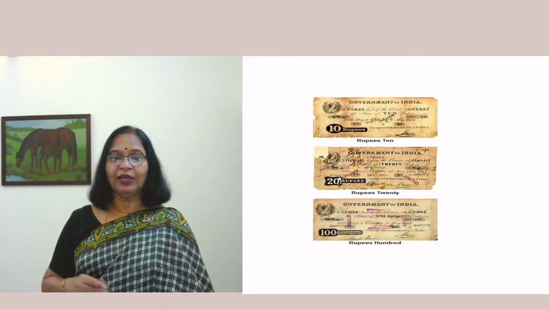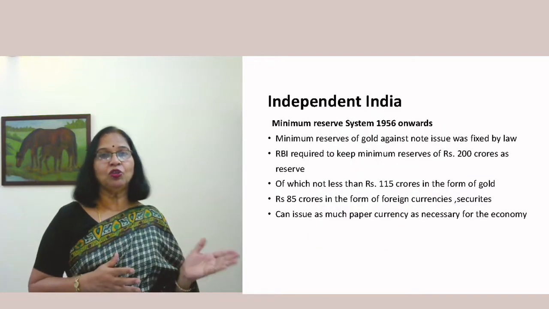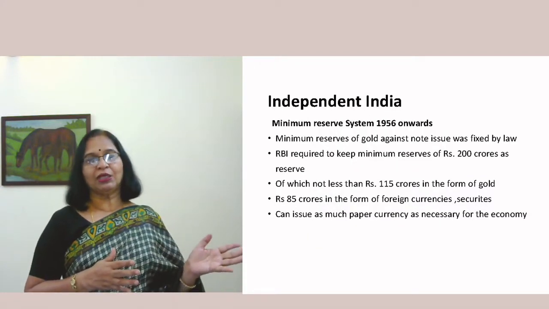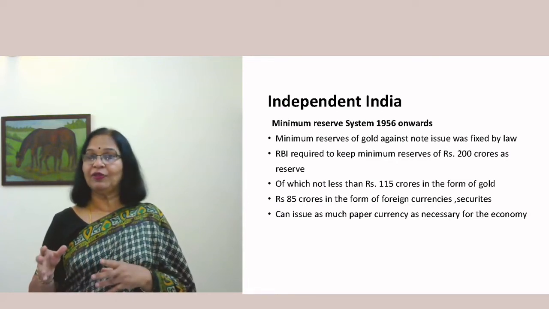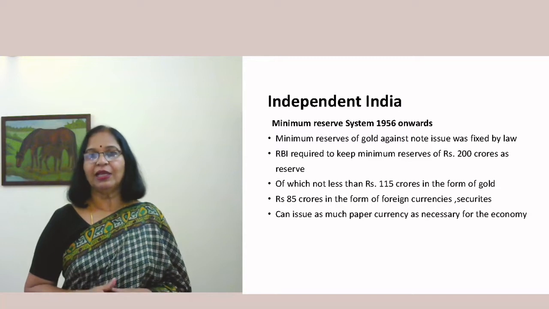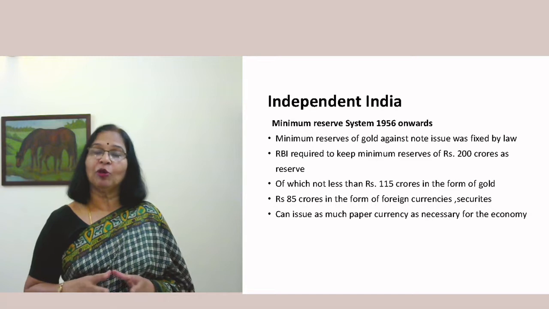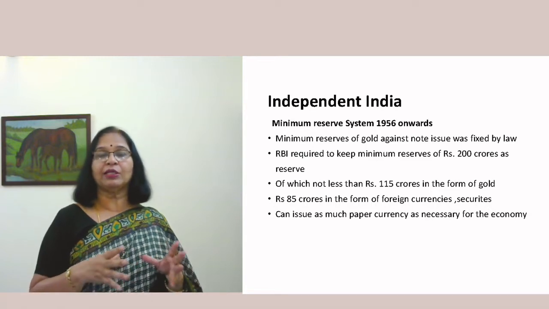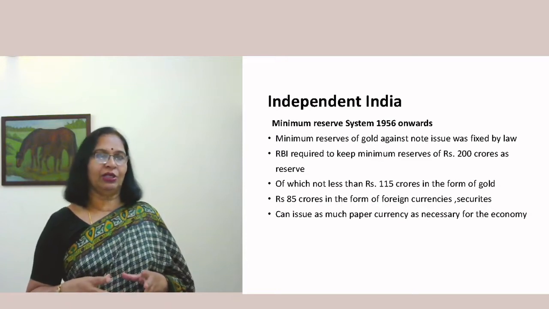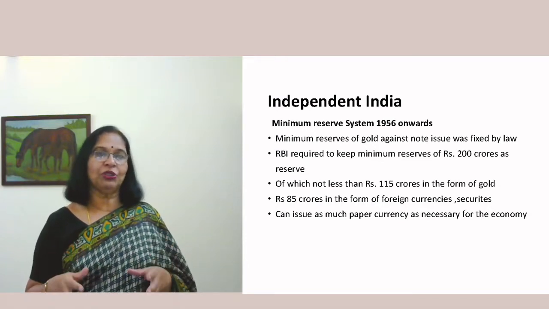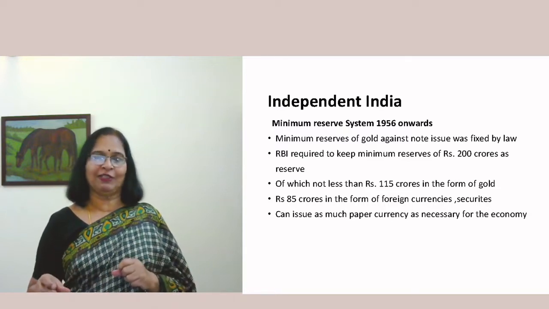Now, these were the currencies that were in circulation in India at that time. And India continued with the proportional reserve system that was started after the Hilton Young Commission till 1956. By 1956, India had completed one 5-year plan and the economy was growing, and it was not possible for India to increase the supply of gold for every note that was being circulated in the country. So, India gave up the proportional reserve system and opted for what came to be known as the minimum reserve system.